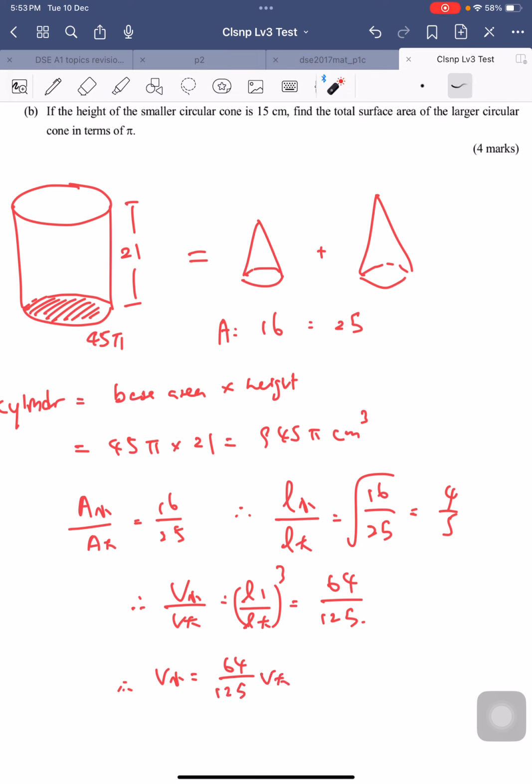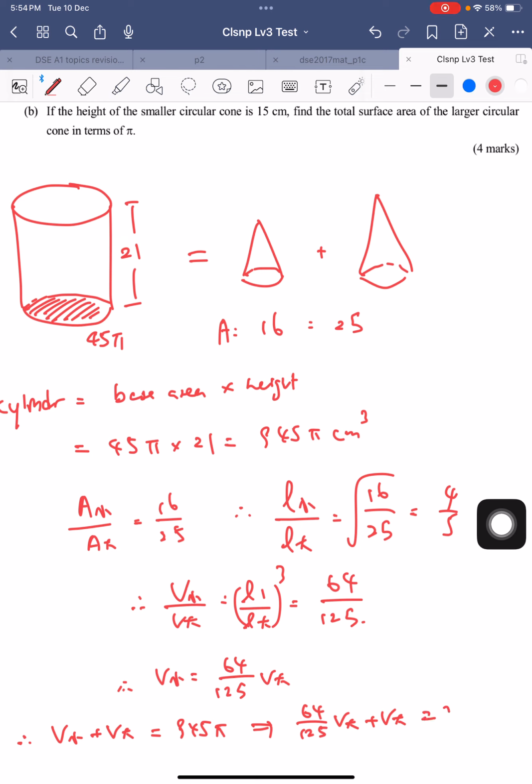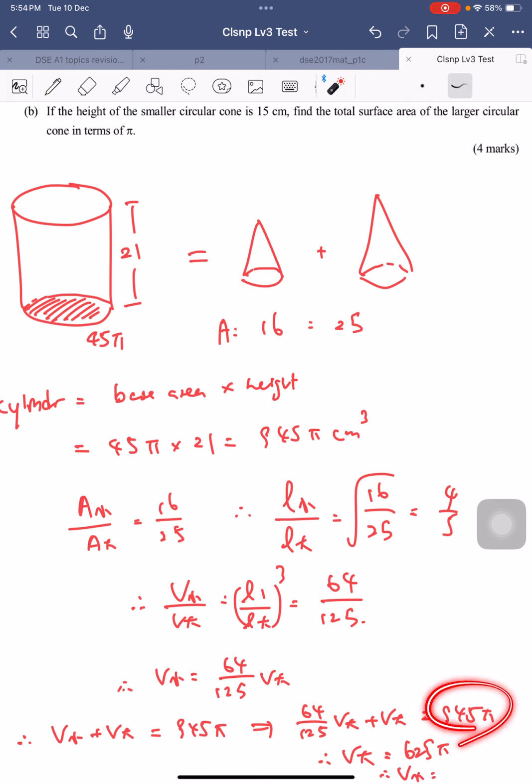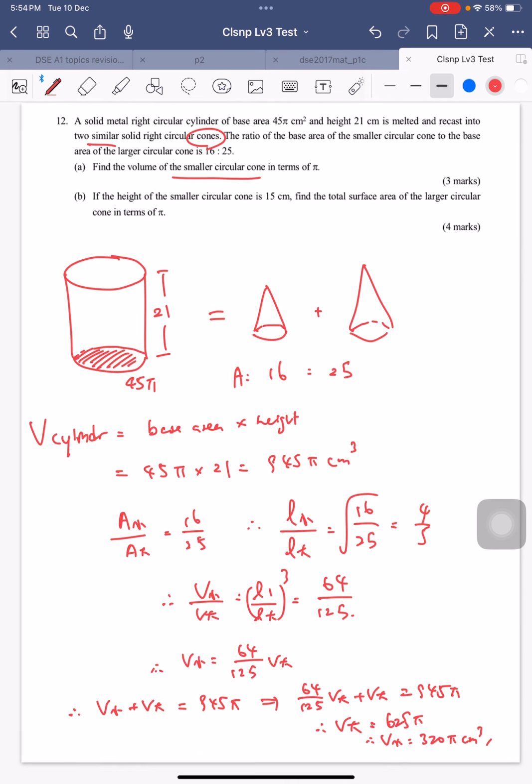Then adding up the small one plus the big one, V small plus V big should be equal to 945 pi. So we have 64 over 125 V big plus V big equals 945 pi. So V big, you should use the calculator, giving an answer of 625 pi. So V small is 945 minus 625, giving you 320. Okay, so that's for part A.